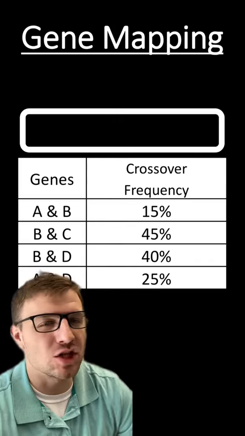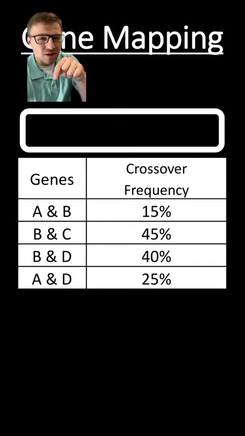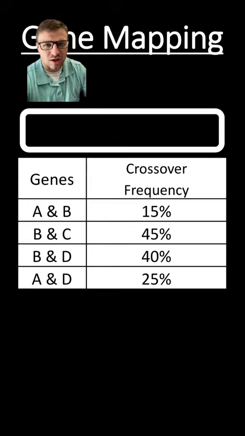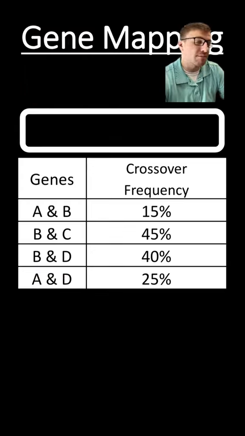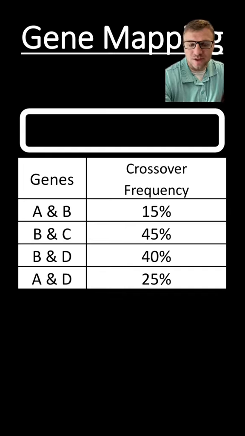Let's go over one of these gene mapping problems. Remember that this is going to be our chromosome that we're going to map our genes on. And these chromosomes are 50 map units long. Each map unit is going to relate to the crossing over frequency. So one map unit equals 1% in the frequency.